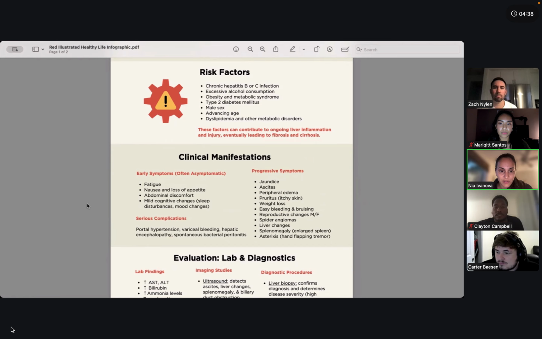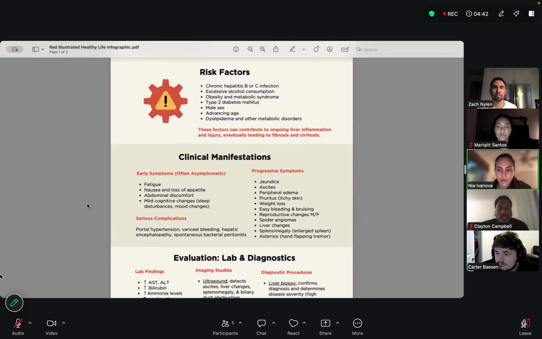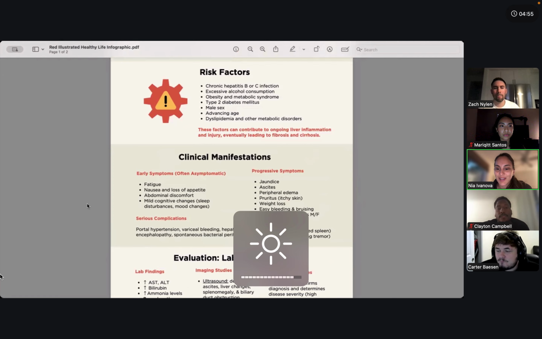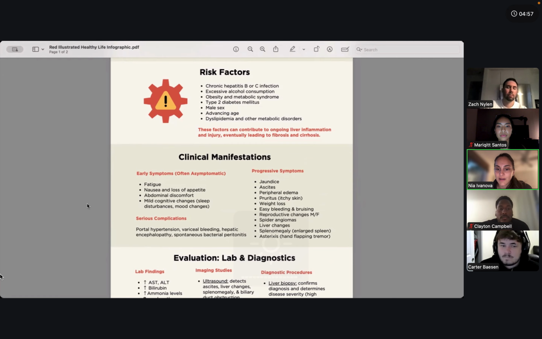Liver changes: in early cirrhosis, the liver is enlarged and firm, then it shrinks and becomes hard and nodular in advanced disease. Splenomegaly is common in non-alcoholic causes, and asterixis, which is a hand flapping tremor, is also a sign of hepatic encephalopathy. Serious complications include hepatic encephalopathy, portal hypertension, variceal bleeding, and spontaneous bacterial peritonitis.